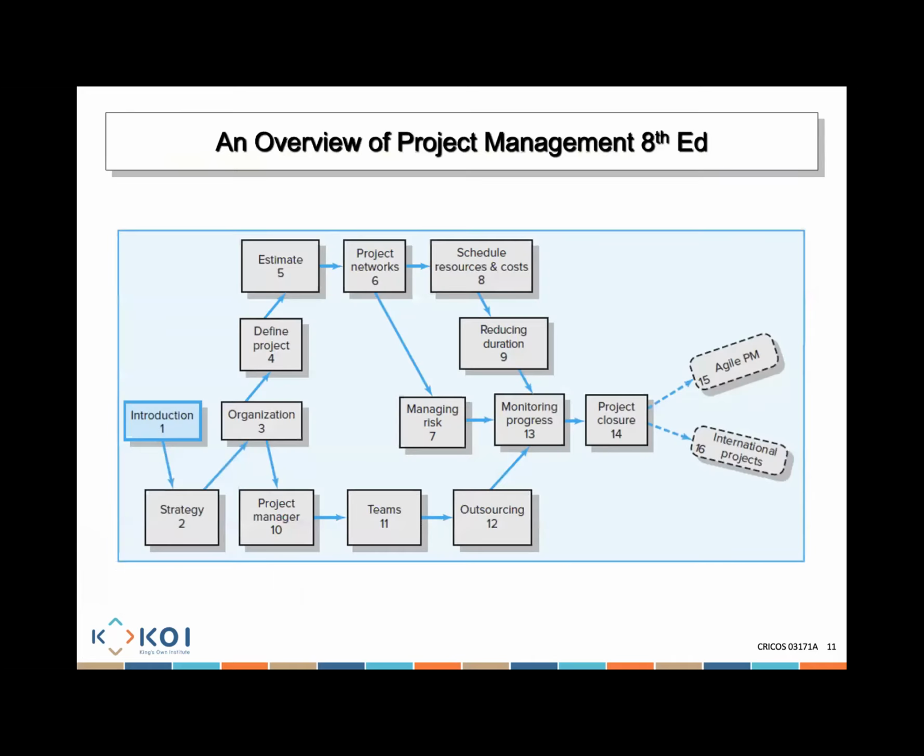Now, what I'm going to be covering in the course are many chapters. We're going to start with the introduction, then we're going to link it to strategy, and how it's very important to link the things we do and work on to our strategy in the organization. We're going to talk about how we organize various projects and structures. We're going to talk about defining projects, estimating projects, creating networks, and many other things.